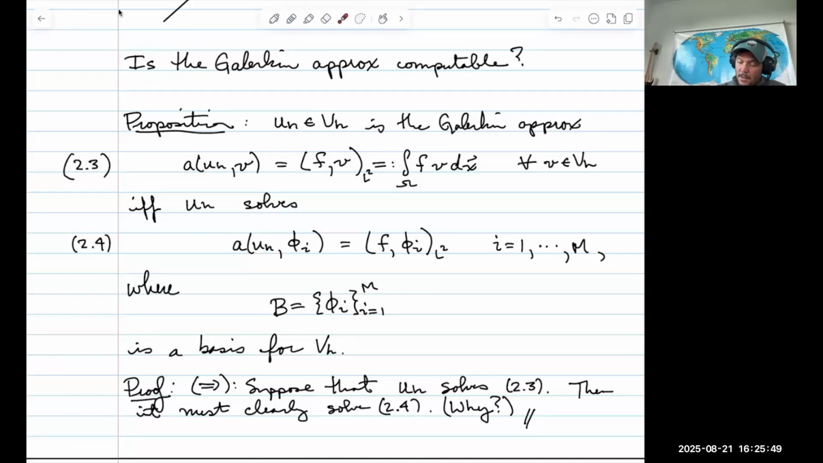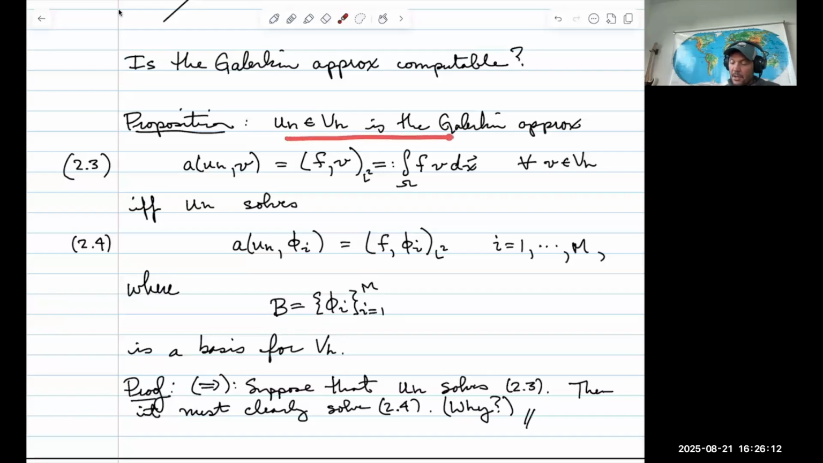Okay. So u in VH is the Galerkin approximation if and only if uh solves this problem. This is kind of a middle step that I need before I get on to my full construction of this thing called the stiffness matrix and the matrix problem that I want to get to. So I need this intermediate result.